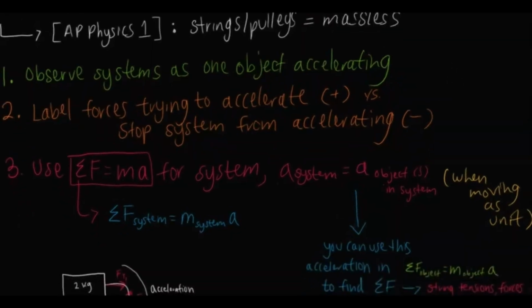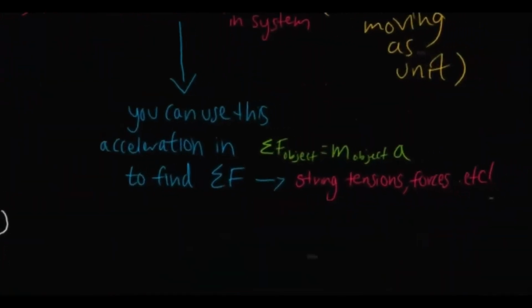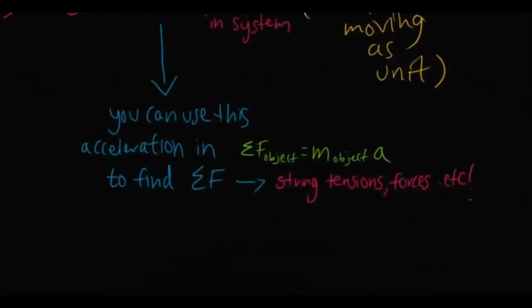You also want to use sum of the forces equals ma for the system, because in most cases when the entire system is moving as a unit, the acceleration of the system is equivalent to the acceleration of an object in the system. So once you find the acceleration of the system, you can then use net force equals ma, Newton's second law, for the object: sum of the forces on the object equals the mass of the object times acceleration, in order to find string tensions, other forces acting on the object, etc.